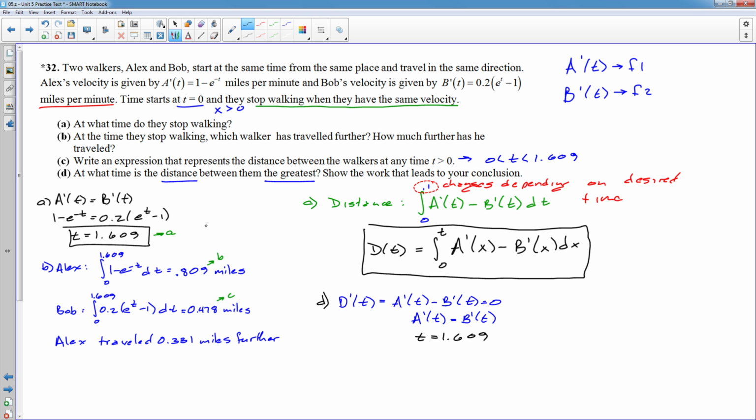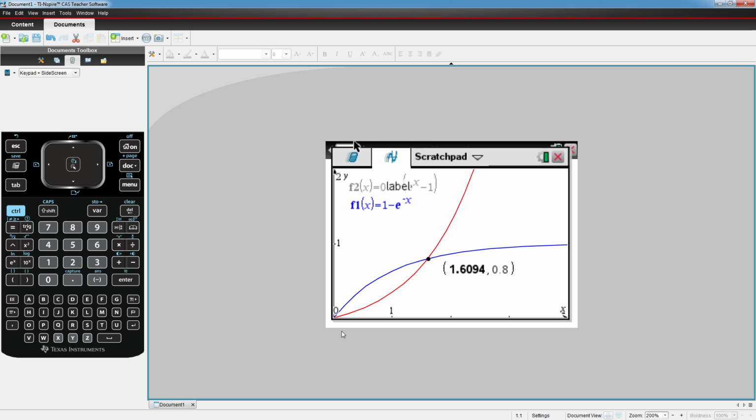And the reason this is a silly question, again, going back to the graphs, is that Alex has a higher velocity the entire trip until this point where they stop walking. If he has a higher velocity, then he's walking faster, and the lead is growing the entire time until they stop walking. So by analyzing the graph, I know that this point in time is going to be where they intersect.